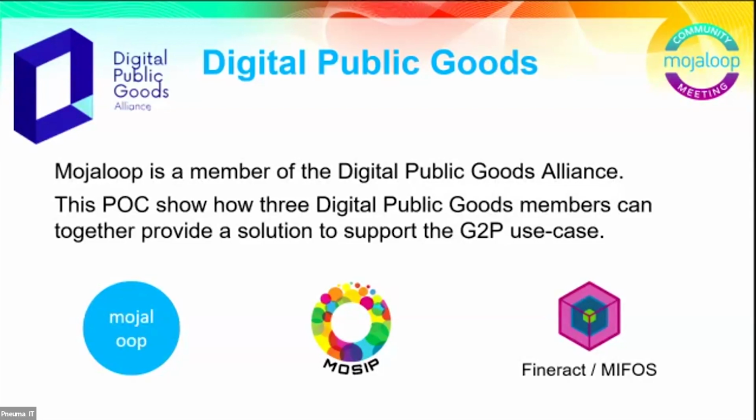And the key members that we are actively working with here is obviously Mojaloop ourselves, MOSIP, which is an open source digital identity solution, which is being adopted by a number of the countries that we are focusing on, and Fineract and MiFOS for essentially an open source banking back office solution. Can we move to the next slide, please?